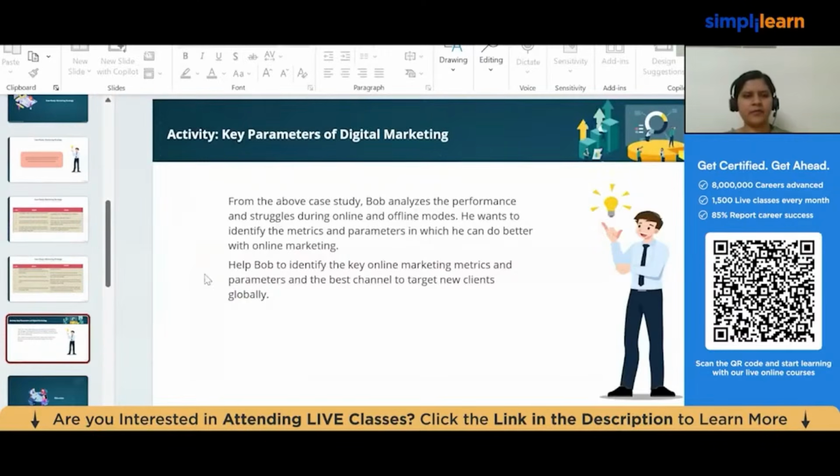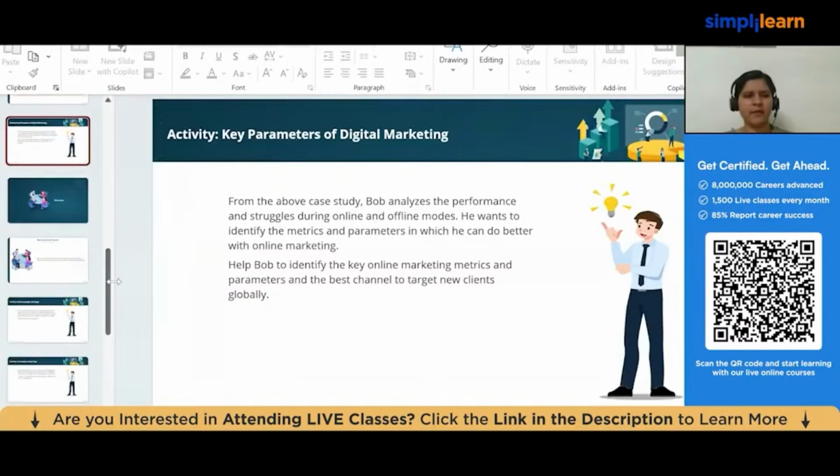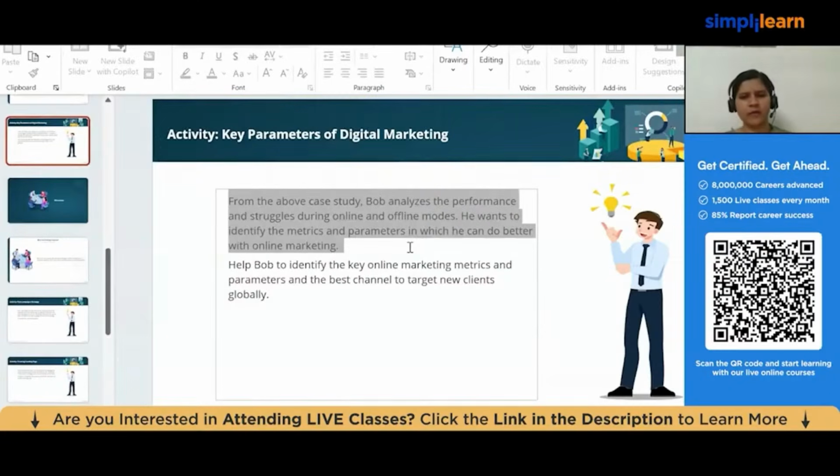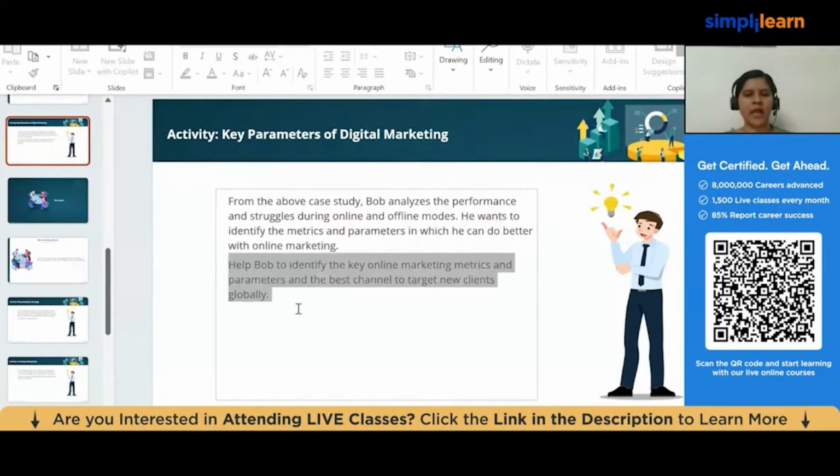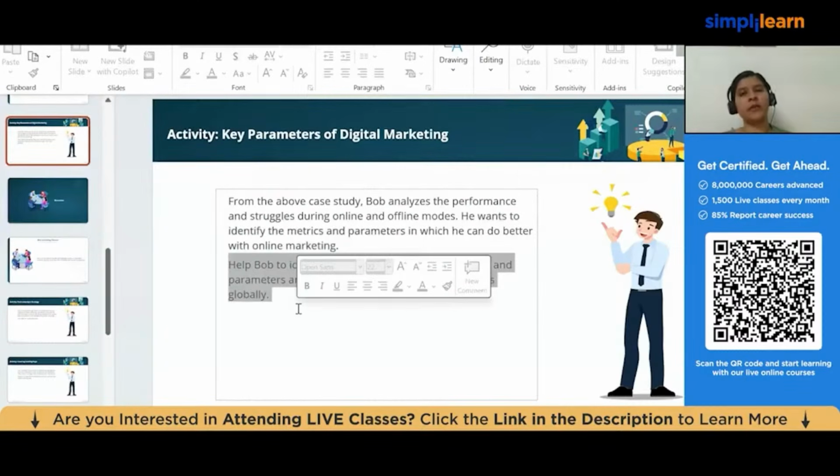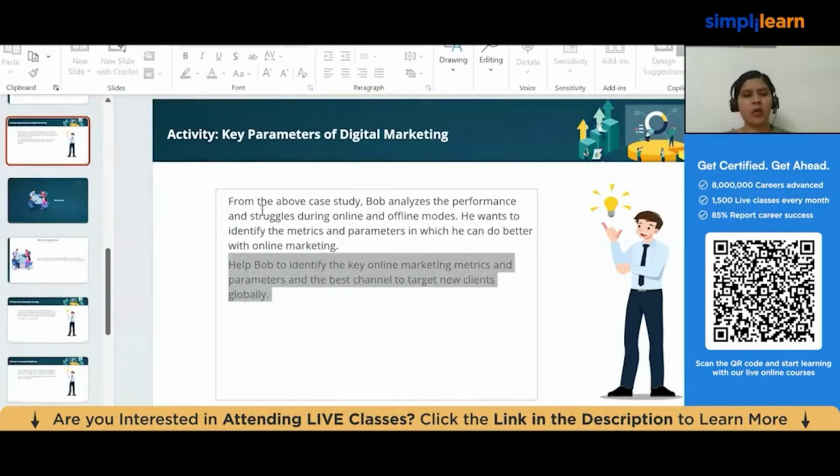Now, starting with the first activity, key parameters of digital marketing. From the above case study, Bob analyzes the performance and struggles during online and offline mode. He wants to identify the metrics and parameters in which he can do better with online marketing. So the first question is: help Bob to identify the key online marketing metrics and parameters and the best channel to target new clients globally. So now here comes our first activity.